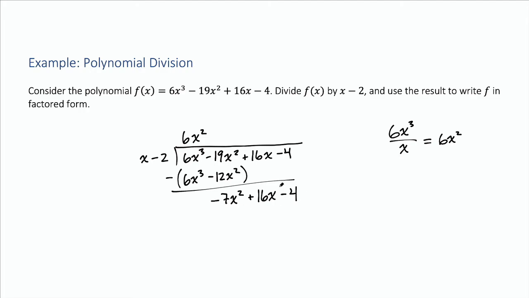Okay, so now I've got this result here. And now I'm going to do the same process that I just did, but now I'm working off of this. So we take the negative 7x squared, the first term here, and divide it by the first term here, which is just x. The x cancels, and we get negative 7x. That is what we put up here, negative 7x.